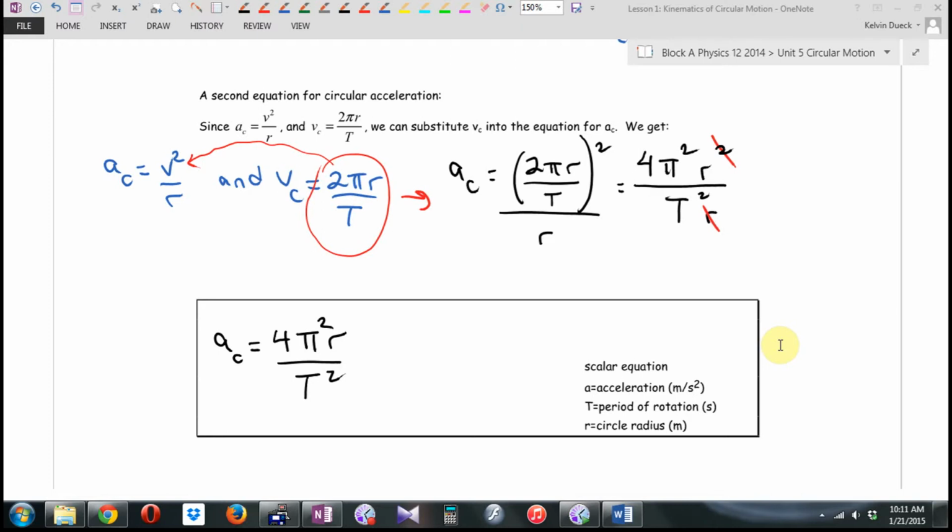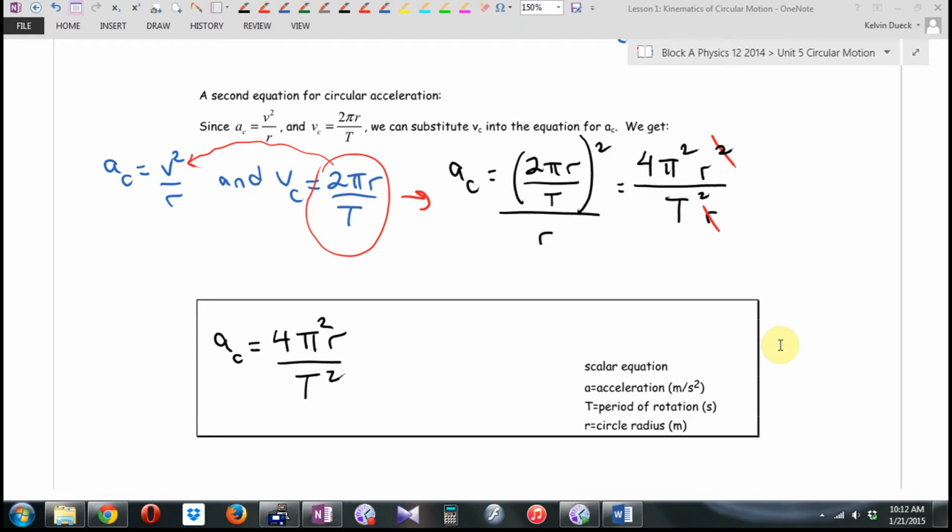At Playland, when you're trying to calculate the acceleration of a ride that moves in a circle, you won't know how fast the ride is traveling, but it's pretty easy to time how long it takes to go once around. You'll know the period. This is the one I use most often in real life. Sometimes I'll give you the circular speed, and you can use the v squared over r. If you know how long it takes to go once around, it's 4 pi squared r over t squared. That's the acceleration.